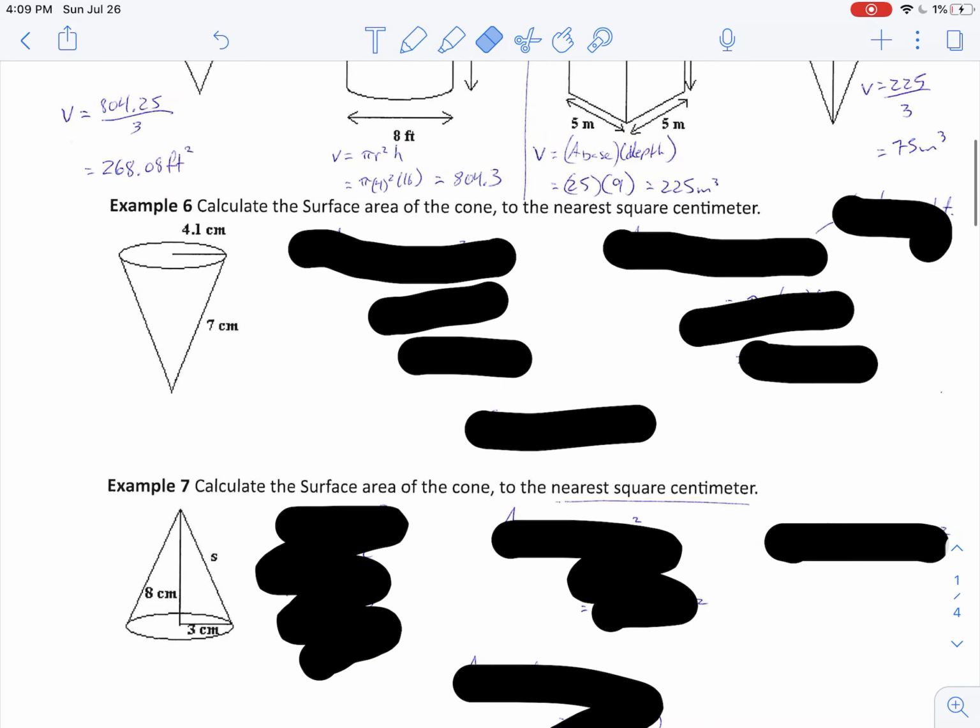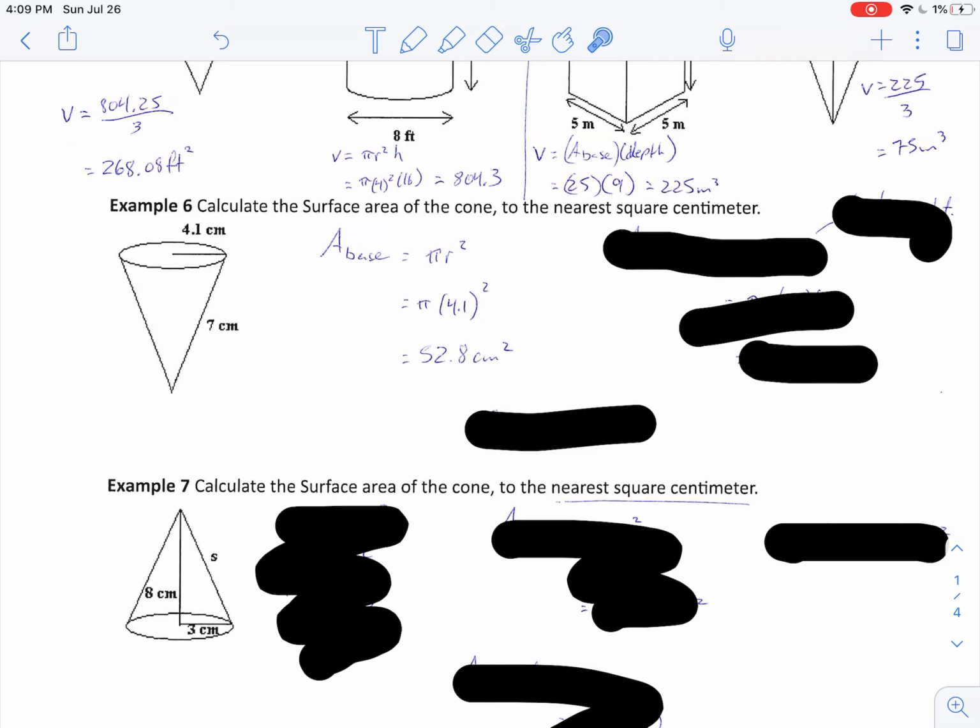Now we're going to talk about the surface area. Calculate the surface area of the cone to the nearest centimeter. I know the area of my base is pi r squared. So I go ahead with pi r squared, my radius is 4.1. I end up getting the area for the base here, which would be 52.8 centimeters squared.